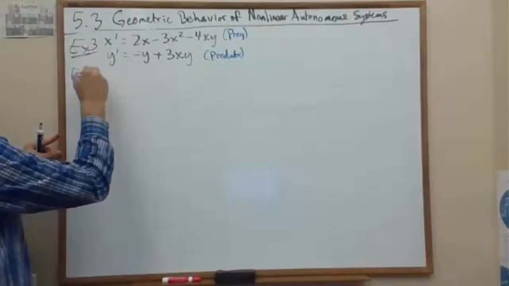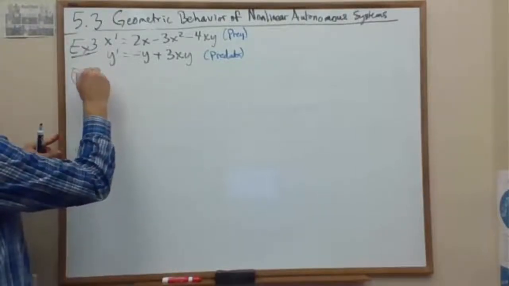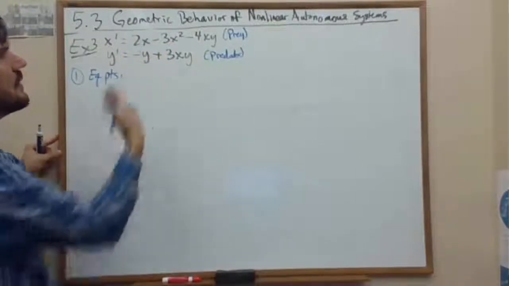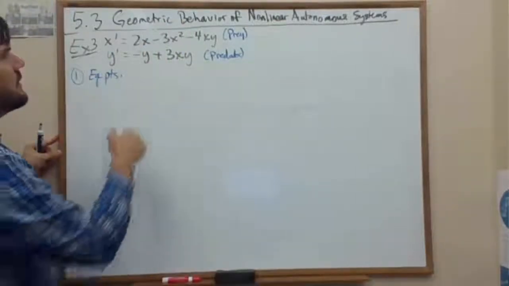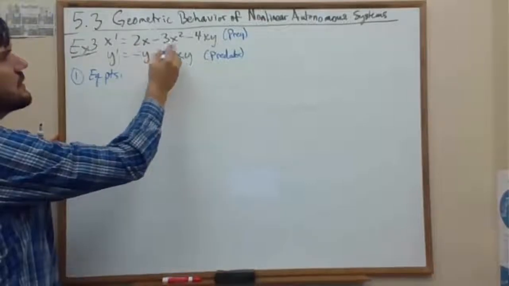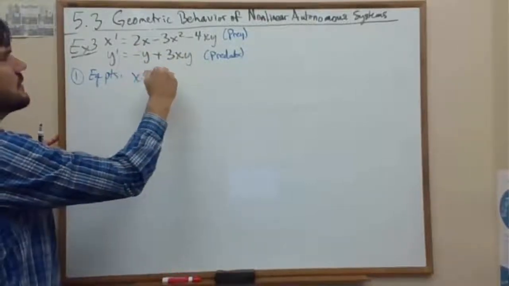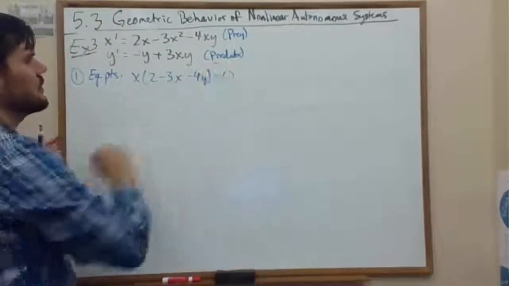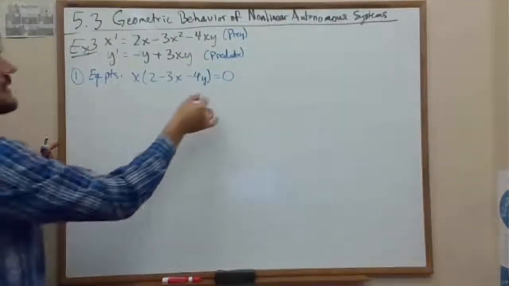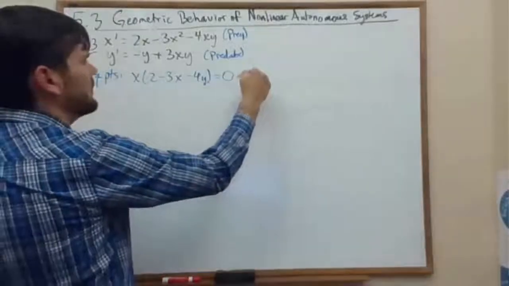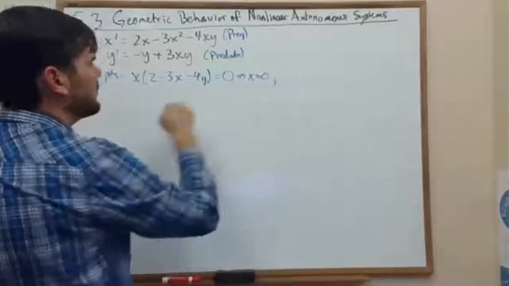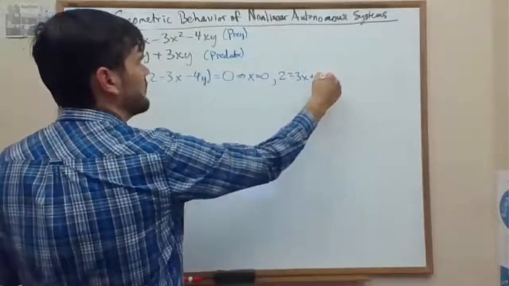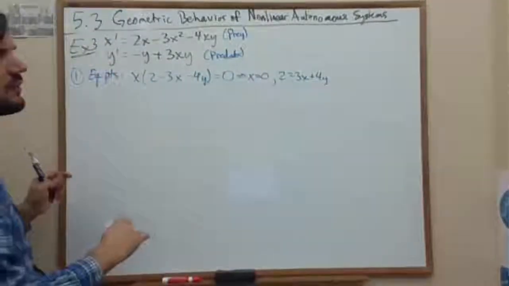Step one, we set the first slope function equal to zero. Let's see if we can factor something out of it. I see a two and an x. That gives us two possibilities: x equals zero, or we can think of that as 2 equal to 3x plus 4. And then we can plug in components and solve for the other one.